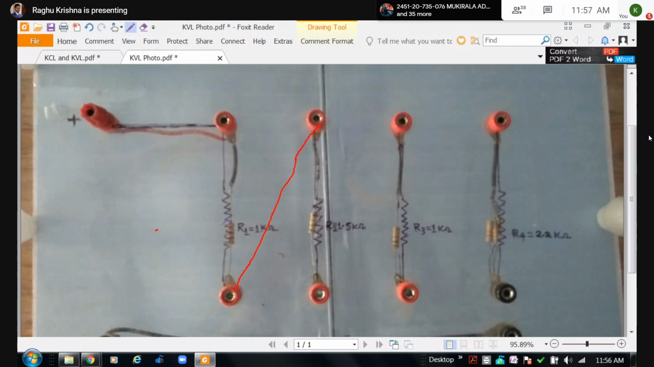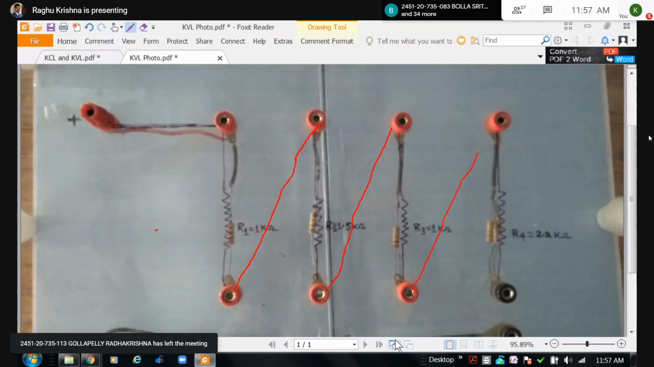So R1 will be connected in series with R2. Next, R2 will be connected in series with R3. Next, R3 will be connected in series with R4. Like this, you have to give the connections here.